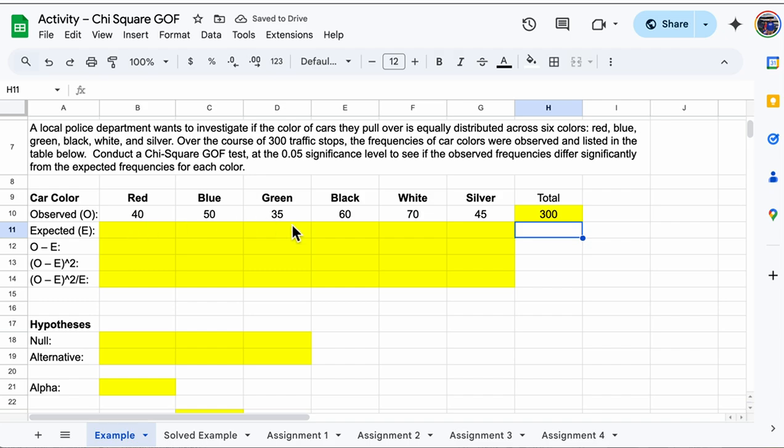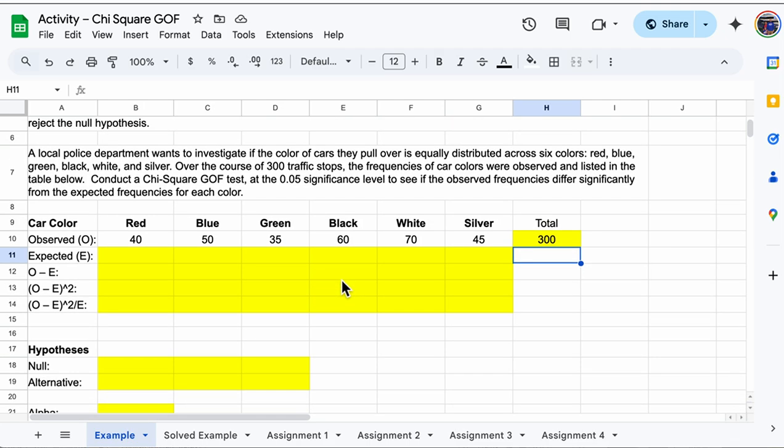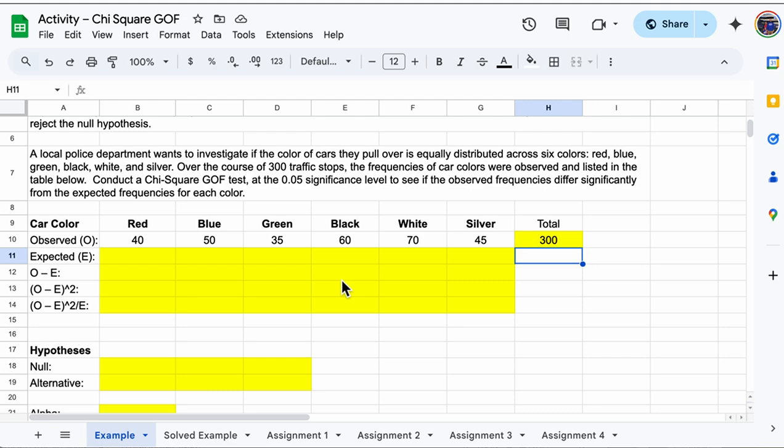The expected values, if we're looking to see whether there's a significant relationship between color of car and whether or not that car was pulled over, we could assume as a default that all things are equal. Like if there's 300 traffic stops, we would assume that out of these 6 colors, 1/6 of them would be red, 1/6 of them would be blue, and so on. Right? That's because there are 6 different colors available. So I'll take this number and divide it by 6.